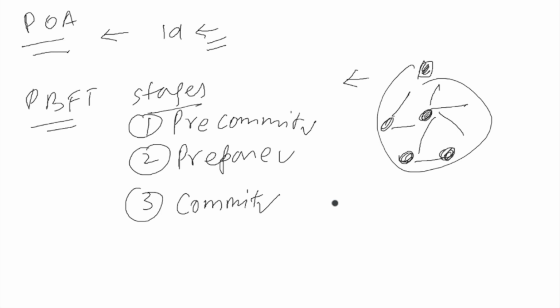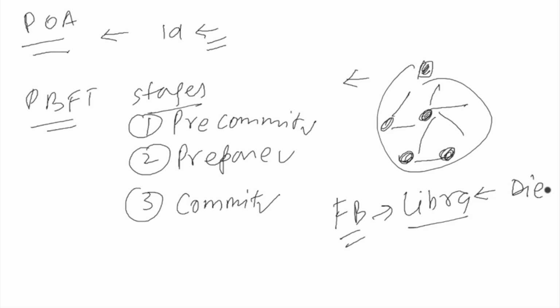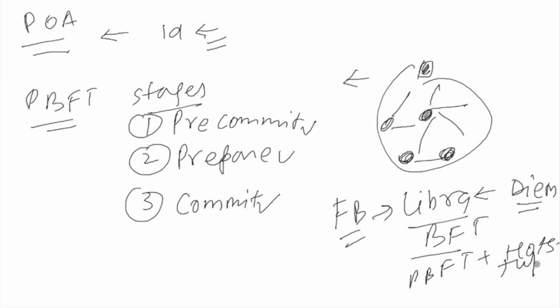This PBFT is used by Facebook in its network called Libra. Its cryptocurrency is Dime. Remember, the algorithm they call Libra BFT is derived from PBFT plus HotStuff. So these two algorithms get combined to create the Libra BFT.